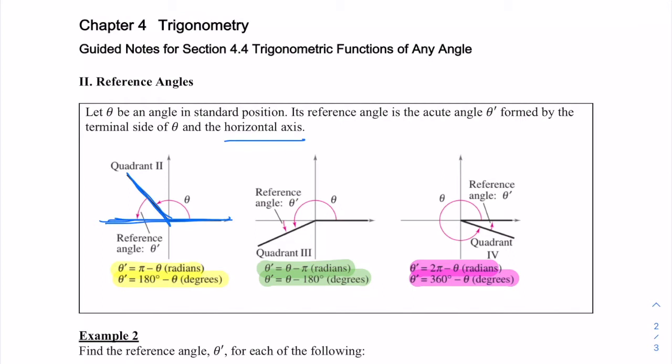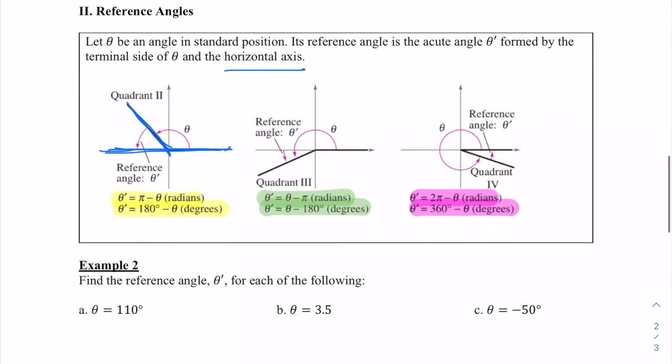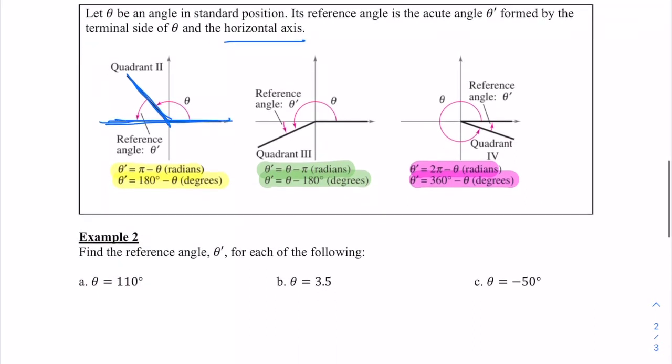And again, if it's an acute angle in quadrant 1, you're already there. You don't have to find the reference angle. That angle will be the reference angle, as long as it's not over 360. So if it's a coterminal angle, you just have to find the acute coterminal angle.